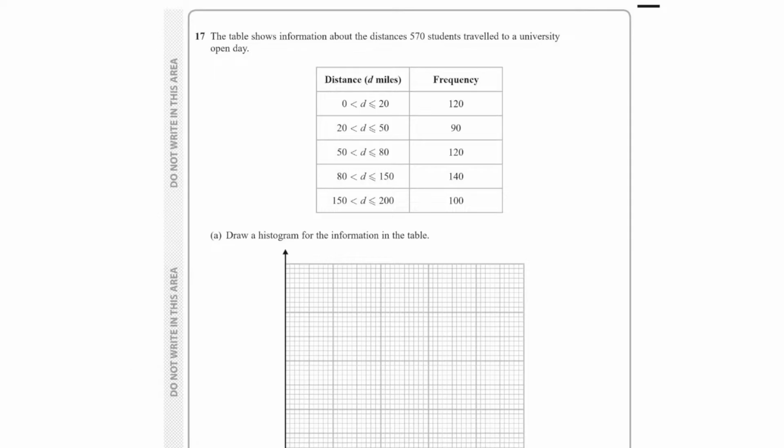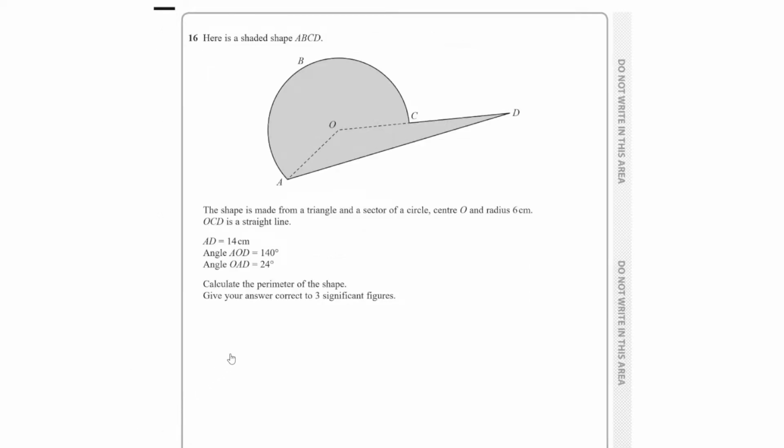This one's histogram, so to be honest, I'm just going to skip that for now, because you've already had histograms. Not to say it won't come up, but I feel like there's a very small chance. Question 16, you haven't really had circles, sectors, shapes, that kind of thing. I know you've had sine and cosine rule, but maybe trigonometric area of a triangle hasn't necessarily come up yet.